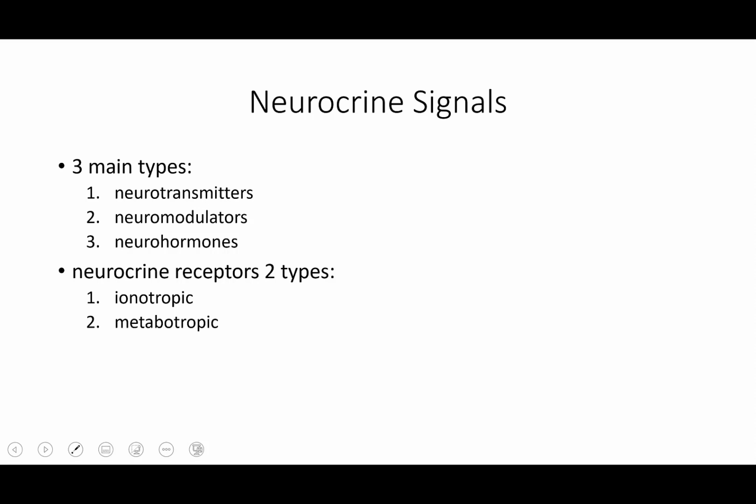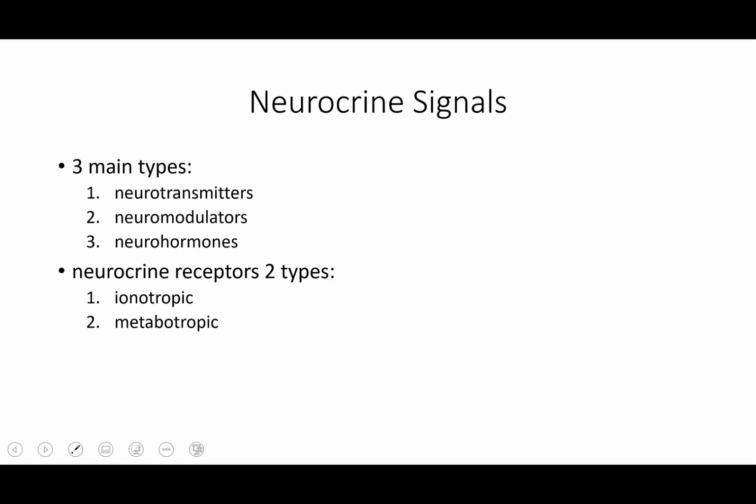That finishes up what I want you to know about synapses and synaptic inhibition, summation. So now let's move on to the neurotransmitters themselves. So neurons release what we call neurocrine signals. These are signal molecules that are utilized by binding to receptors and eliciting a response. And there's three main types.